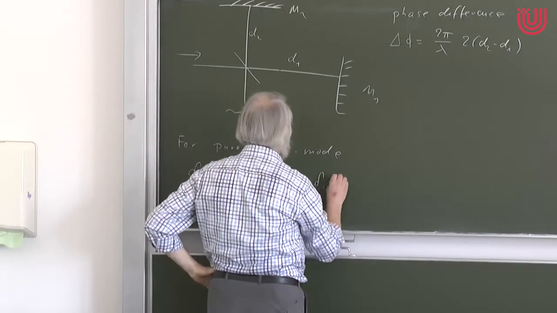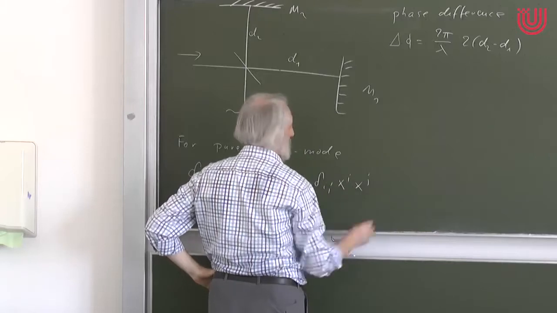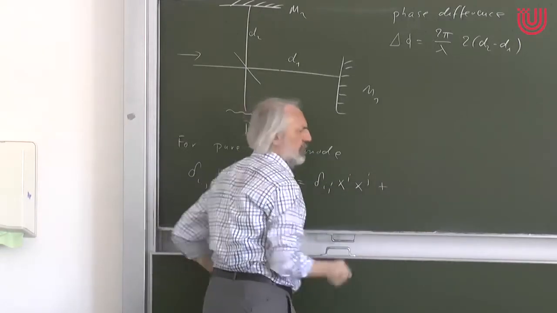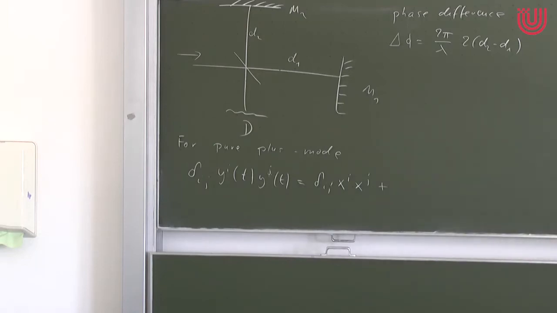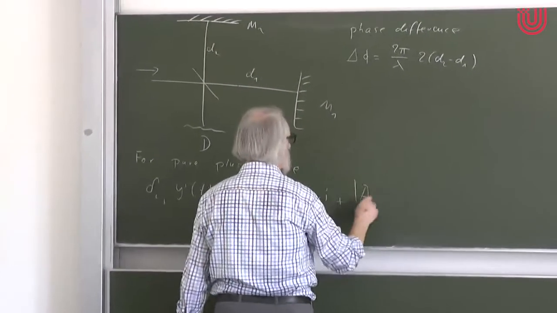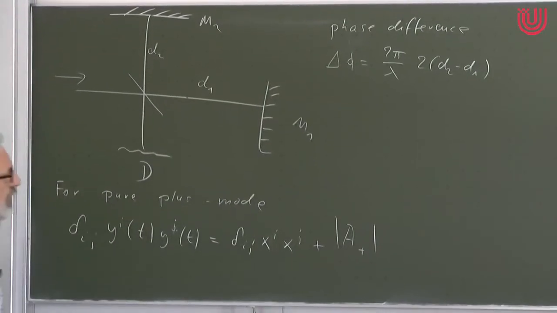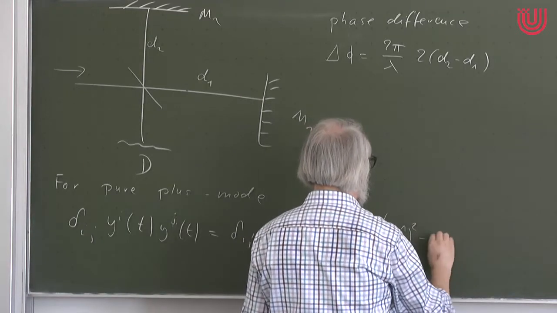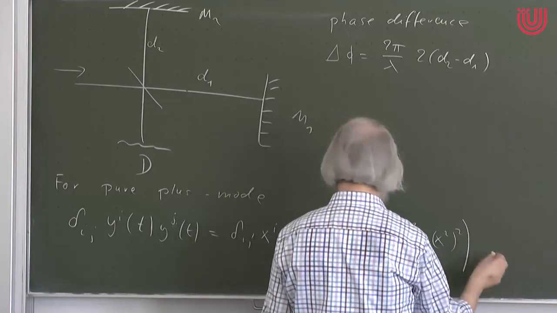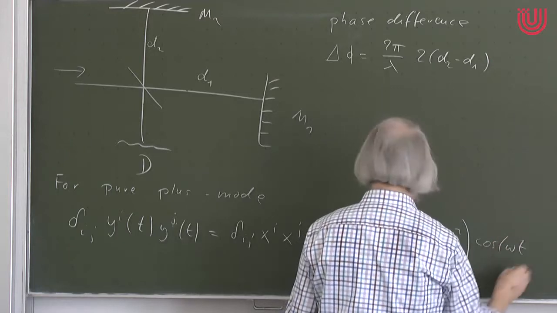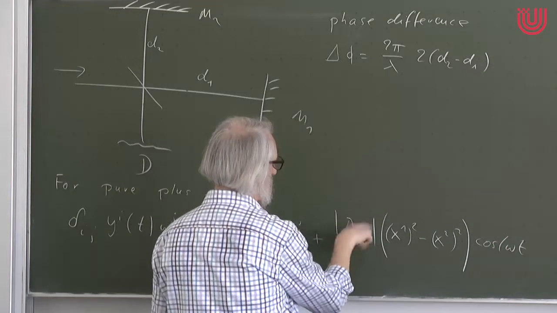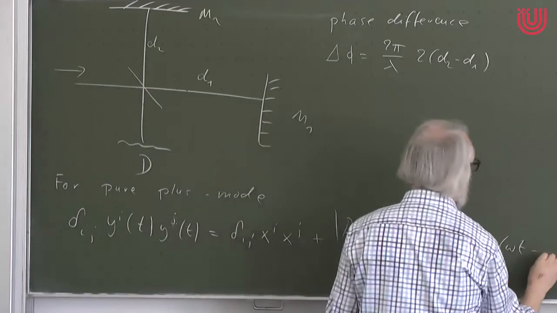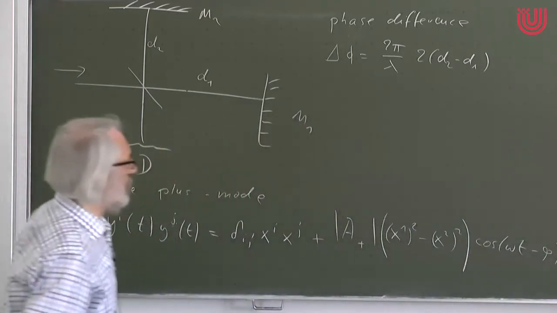And this was given by the x's. And then the influence of the wave, was there a factor 1/2 or something like that? No, I think it was just A plus. Yes, just A plus, the amplitude of the incoming wave. So we have a pure plus mode, so it's just the modulus of A plus, and then we have x1 squared minus x2 squared times cosine omega t, and possibly a phase. Yeah, the A plus is in general complex, so it will produce a phase factor of this form.